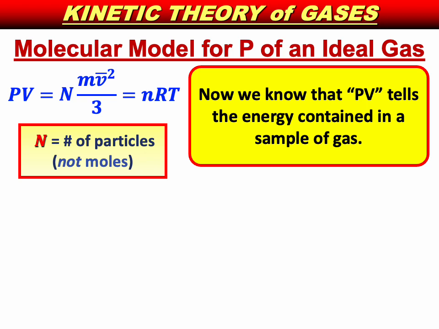Okay, pressure times volume tells us the energy contained in a sample of gas. Pressure told us energy per volume. Well, if you multiply energy per volume times volume, you get energy. So that's why PV tells you the amount of energy. Think of it very much like a spring. How much energy is stored in a gas?